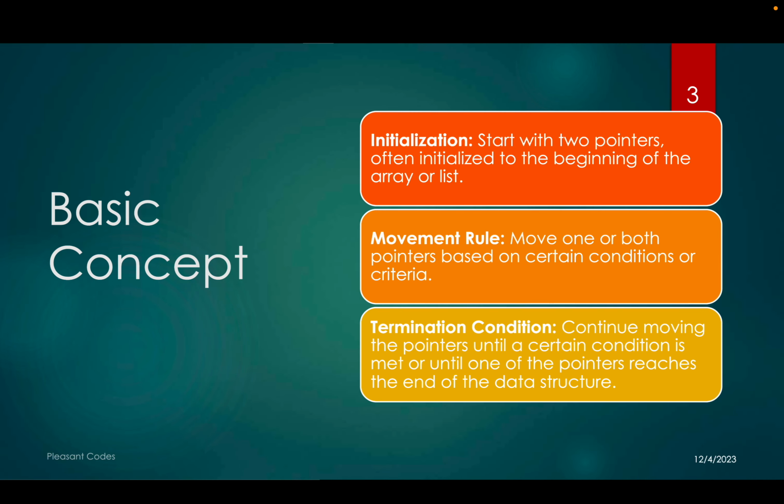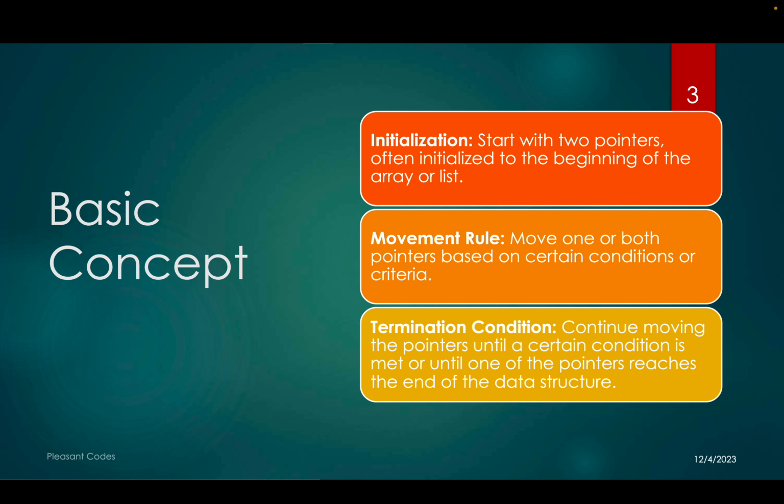So let's understand the basic concept of the two pointers technique. Basically, it involves three things: initialization, movement rule, and termination conditions. We're going to look at each of them in detail. Initialization of two pointers is at the beginning of an array or list, or it can depend on the problem statement and how we can fit it in. We will look at the template and how these things fit in.